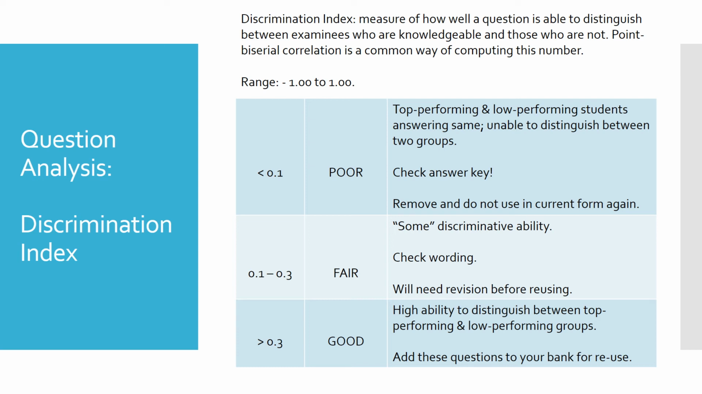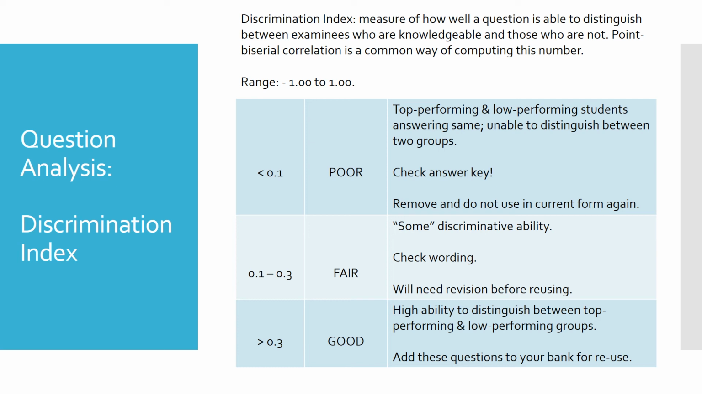If it has a negative discrimination index, we need to check those before we release the results. If it has a negative discrimination index, it could be because you've put the wrong answer key in. So you always need to double check that when you see that. So these are questions that you would not bank and you would not reuse in the current format.